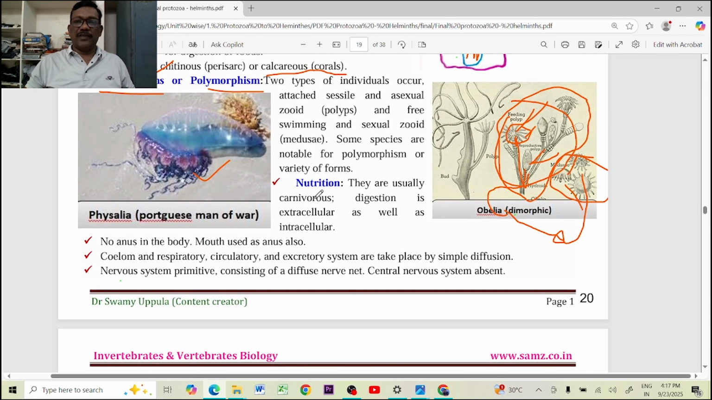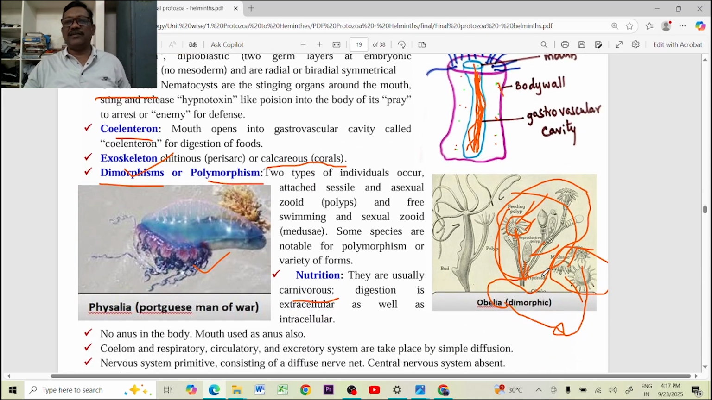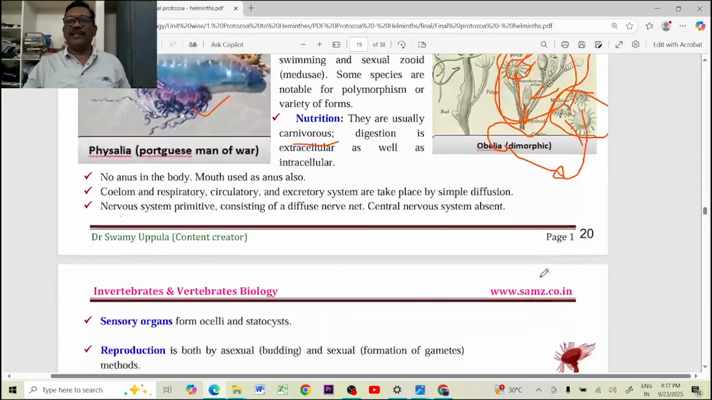Nutrition. What type of nutrition can we find in these cnidarians? They are mostly carnivorous. Digestion is extracellular and intracellular. The digestion takes place in the coelenteron, but the enzymatic digestion is partial. The partially digested food diffuses throughout the body into the cells, where lysosomal enzymes digest it completely. So some food is digested in the coelenteron and the remaining food in the cells. That's why it is called intracellular and extracellular digestion.